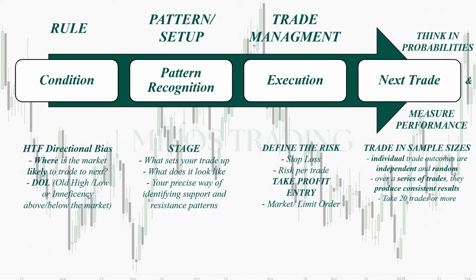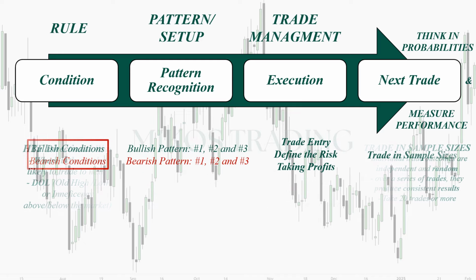As promised in the last video, we will look at this graphic depiction of my personal trading process in more detail. As you have learned in the previous video, we always start from the condition. I have bullish and I have bearish conditions that I'm looking for to be present in the marketplace before I look for my setups. Only after either bullish or bearish conditions are fulfilled, I proceed to the pattern recognition stage of my trading process.